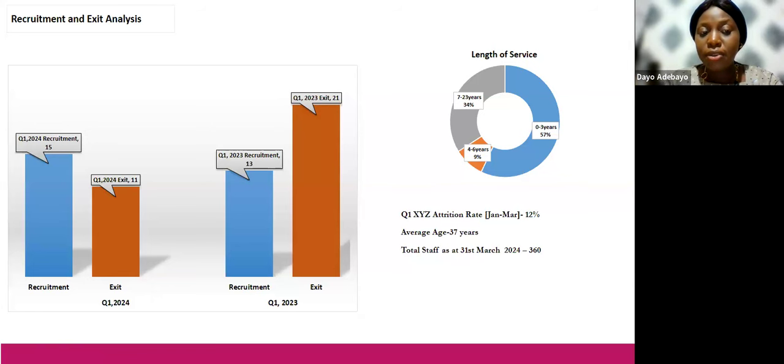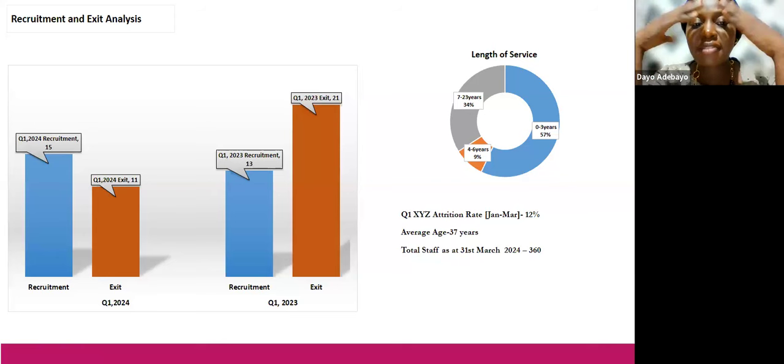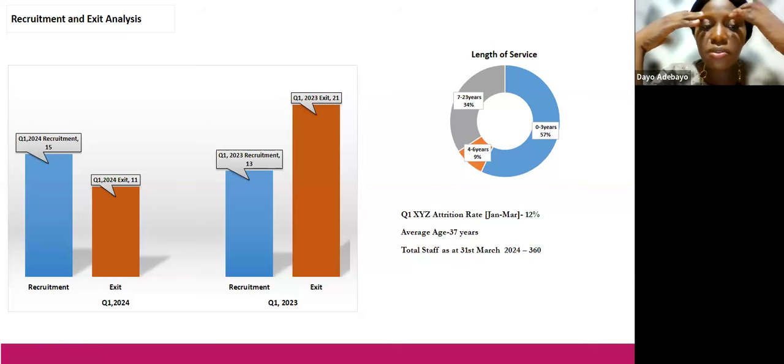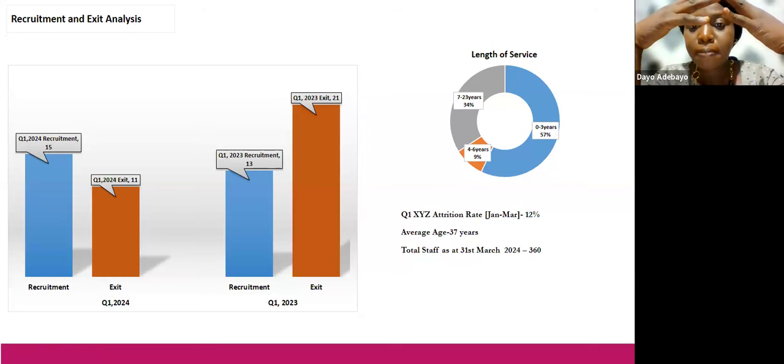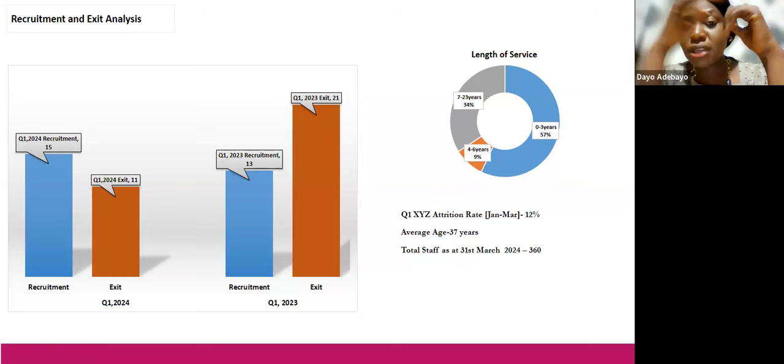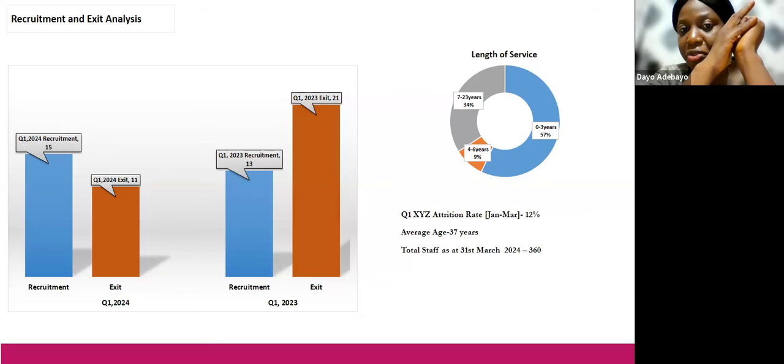Q1, the exits. Okay, I talked about the recruitment. For the exits, you may also want to do a comparative analysis. What's the exit in Q1 2023 or Q1 2024? So this will also, at a glance, give them an idea. Okay, our exit turnover from January to March is not as bad as it was last year. Of course, it might not be a true picture because it's just a Q1 report, but it could mean we are doing well.